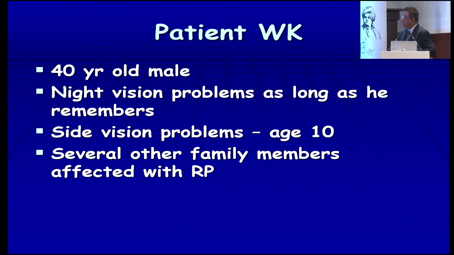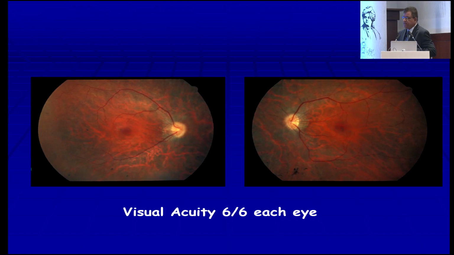Another patient, a 40-year-old male, with night vision problems for a long, long time and side vision issues, and other family members with retinitis pigmentosa. You look at the fundus, hardly any pigments. You do have some pigments, but hardly any. The vision was pretty good. The visual field was tubular in both eyes.